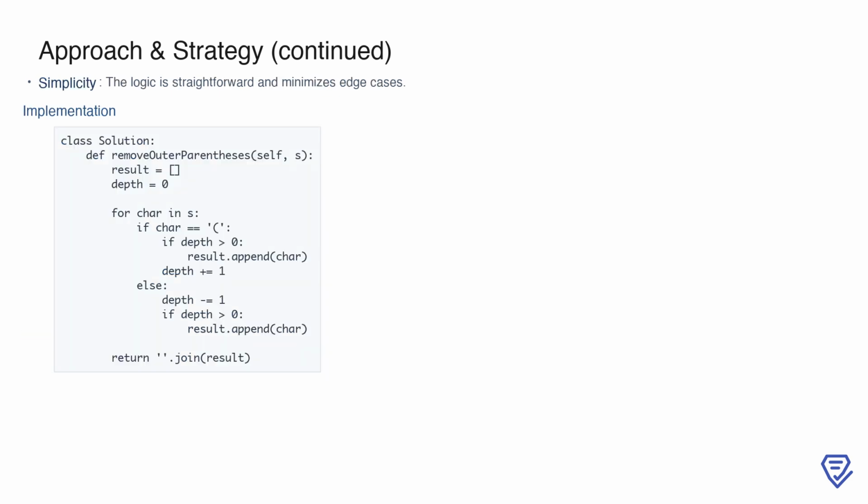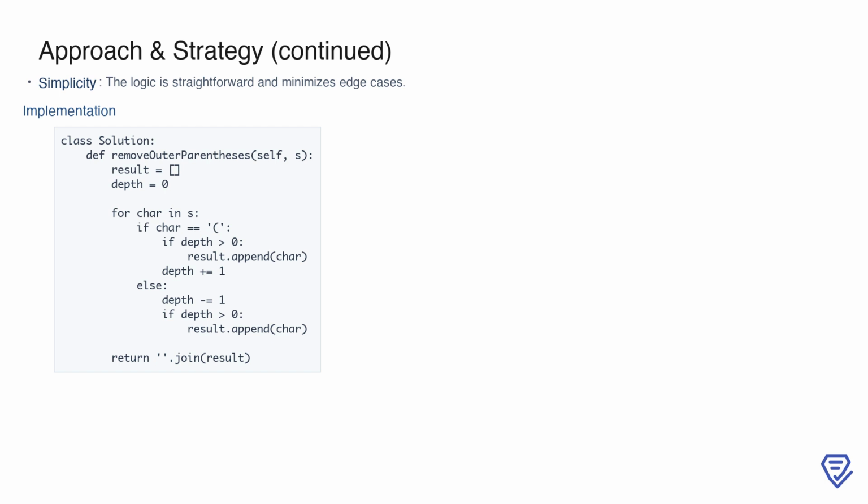The chosen strategy is not only efficient but also straightforward, minimizing the likelihood of edge cases in the implementation. Let's take a look at how this approach translates into code. We initialize an empty list to store the result and a variable to track the depth of parentheses. As we iterate through the string, we check each character.